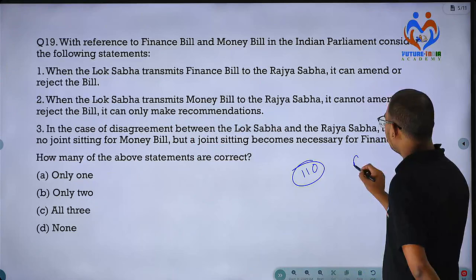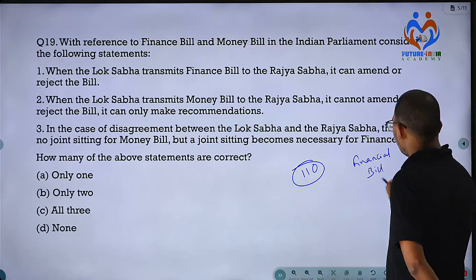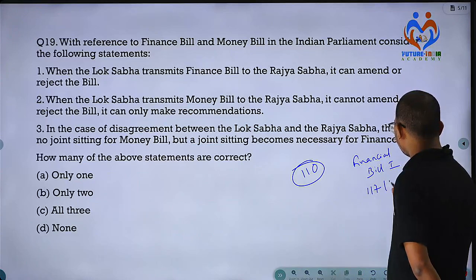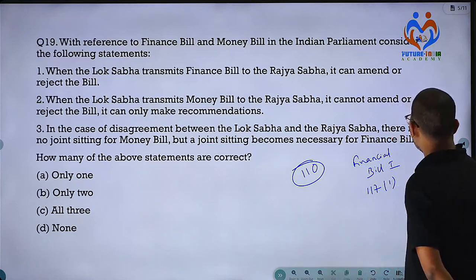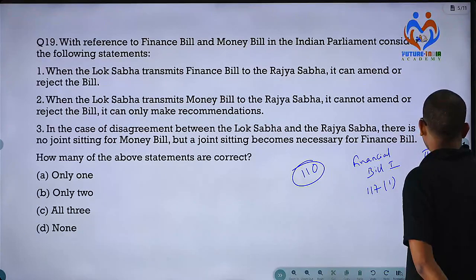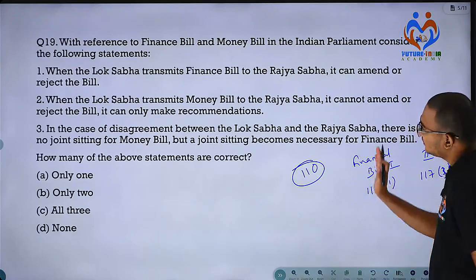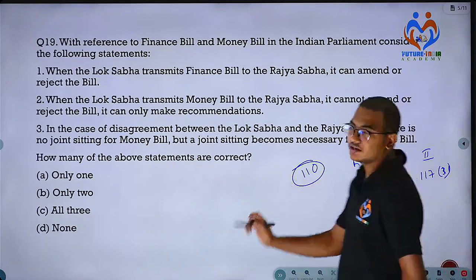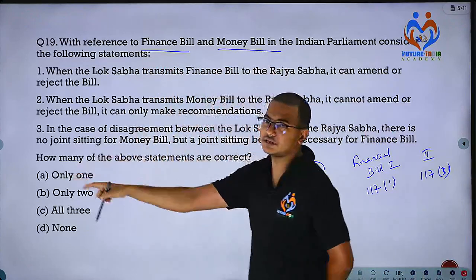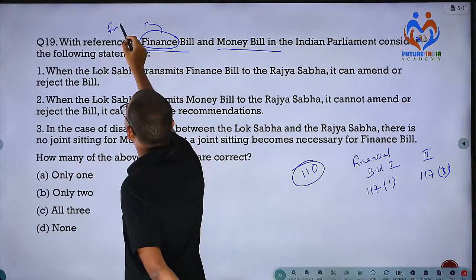Financial bill. See, financial bill, not finance bill, financial bill. So this of type 1 will be from Article 117 clause 1. And there is one more financial bill of type 2, which is Article 117 clause 3. Clause 3. What's the basic difference? We'll see. But here, whenever in your examination you are getting both the terms, finance bill and money bill, take this finance bill as financial bill.